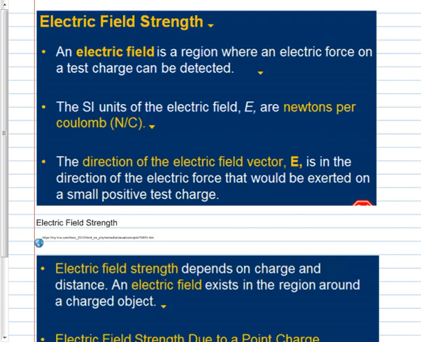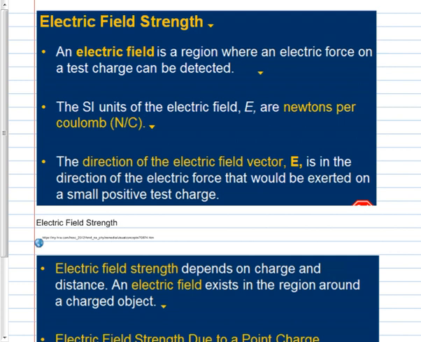How do I know if there's an electric field somewhere? Well, if I have something that is charged, we call it a test charge, and it is in that field, that test charge will feel a force. It will either be attracted or repelled, depending on what the signs are. So there's an electric field anytime a test charge feels a force there. The SI unit for the electric field is newtons per coulomb. So the strength of an electric field is the force you feel per unit charge. And remember, charges are measured in coulombs.